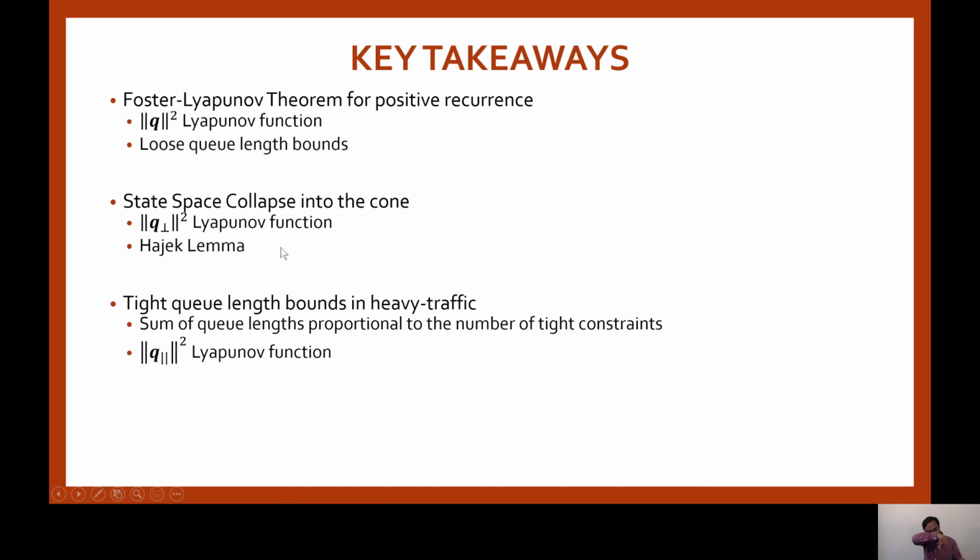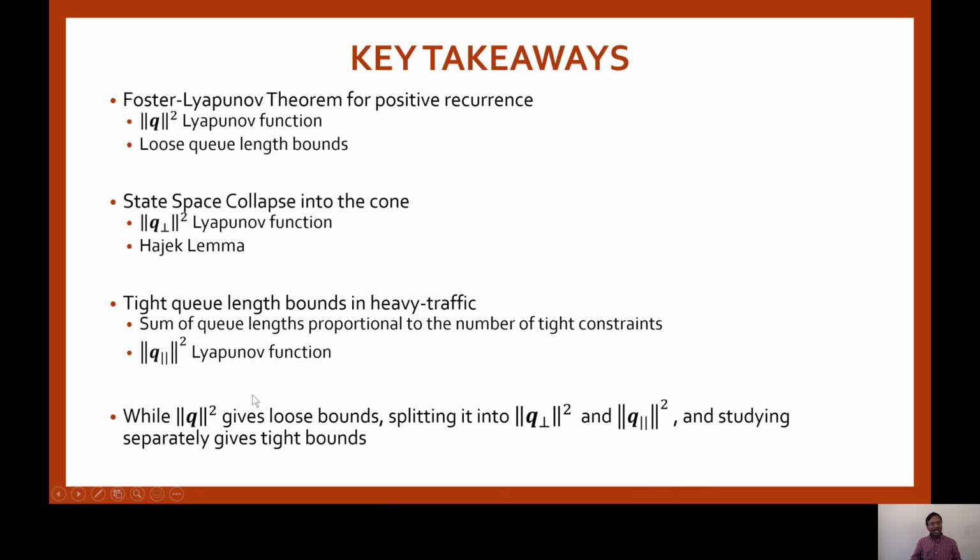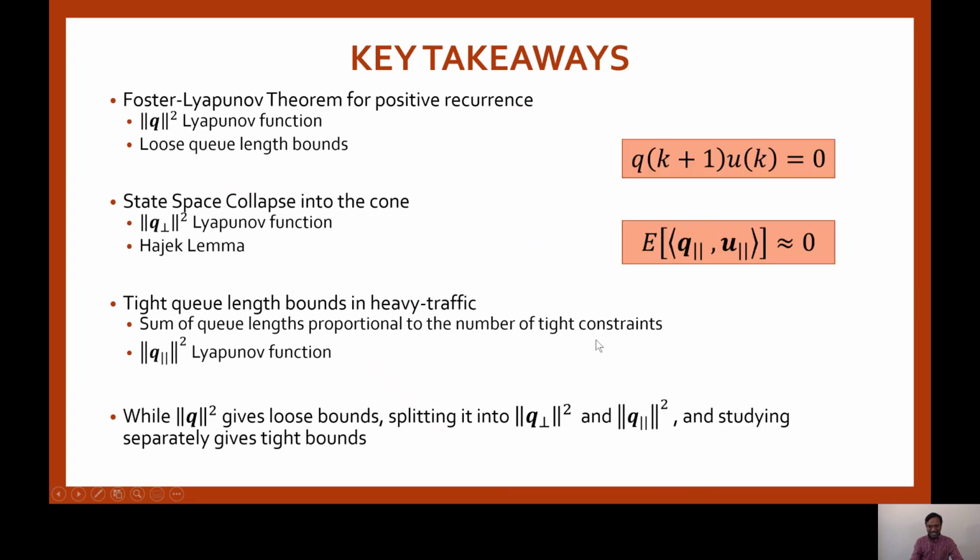Very interestingly, we ended up using Q square for stability, while directly using it only gives loose bounds. If I split it into two parts, Q perp square and Q parallel square, so Q square is equal to Q perp square plus Q parallel square because of Pythagoras theorem, and work with each of them separately, we end up getting the tight bounds. And this tight bound, the correct answer, says the sum of the Q-lengths is essentially proportional to the number of constraints that are tight.